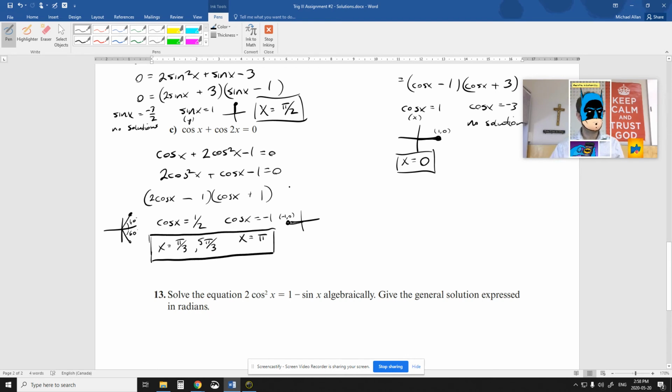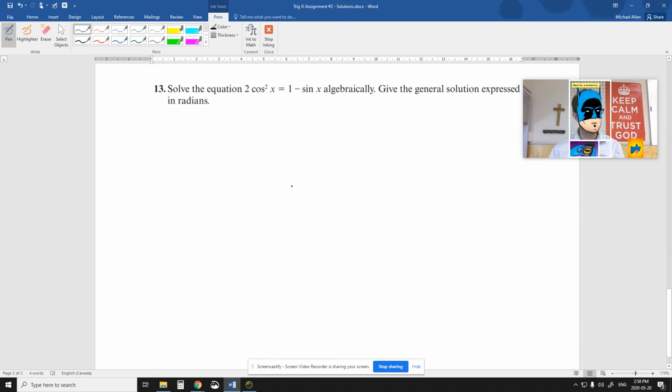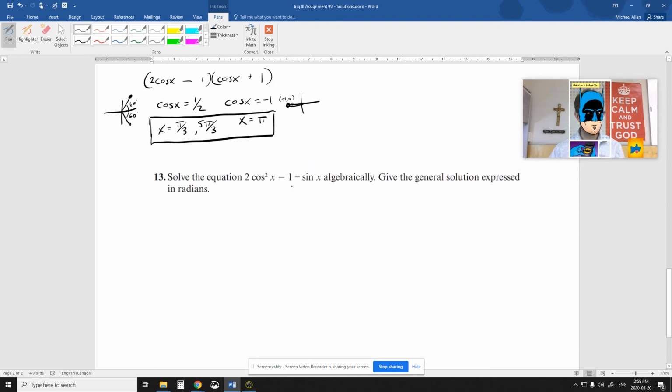Cool. See what they got for the next one. So solve this one algebraically, give a general solution. General solution this time, okay. Oh, we got a mix of cos and sine. So what I'm going to do is switch that cos squared to a sine squared by using the identity.